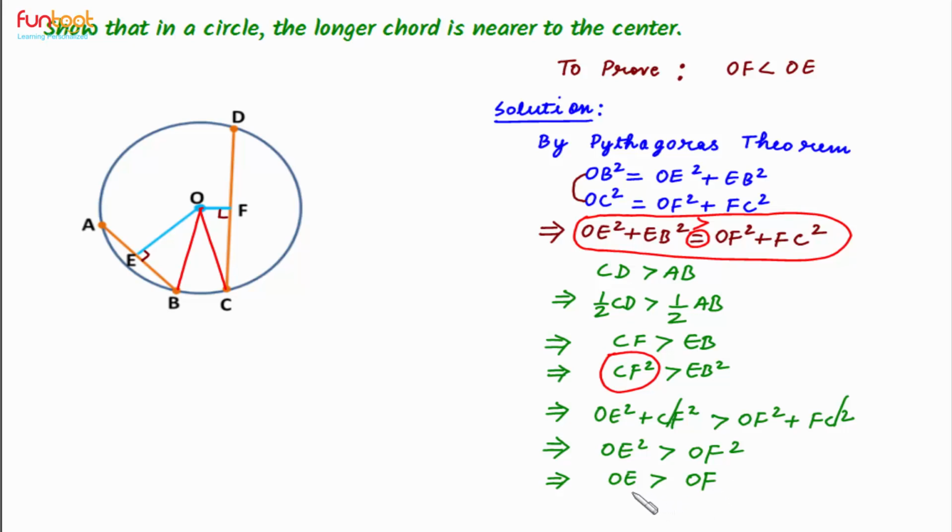And this is what we had to prove, that OE is greater than OF. That means the larger chord is nearer to the center of the circle.